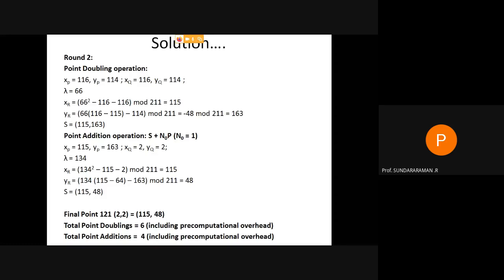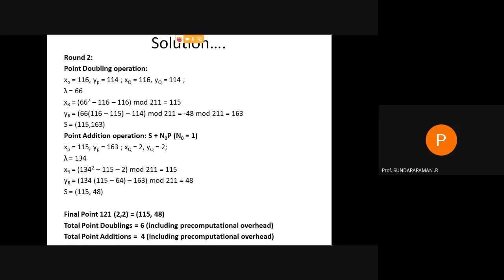So 115,163 needs to be added with 2,2. Just read P as G. Don't confuse with the p that is mod p. The p value mod it works in the prime field of 211. Now read P as G. The point is 2,2. Now 115,163 needs to be added with 2,2, which results in the final multiplication output as 115,48.